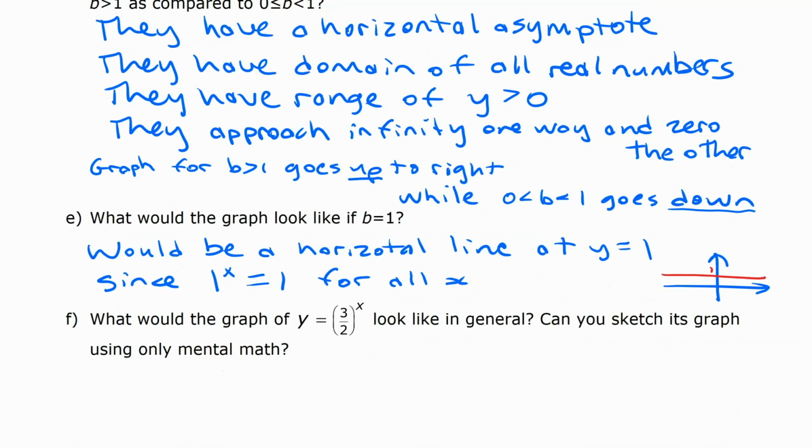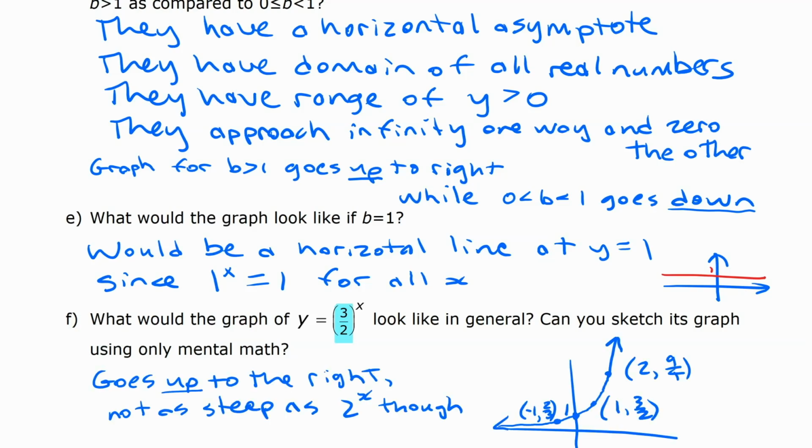And then before we leave this, what would the graph of 3/2 to the power of x look like? Well, the first thing to recognize is since this value is bigger than 1, it is going to go up to the right, but it's not going to be as steep as 2 to the x or 3 to the x or anything like that, because this value is only 1.5 to the x.